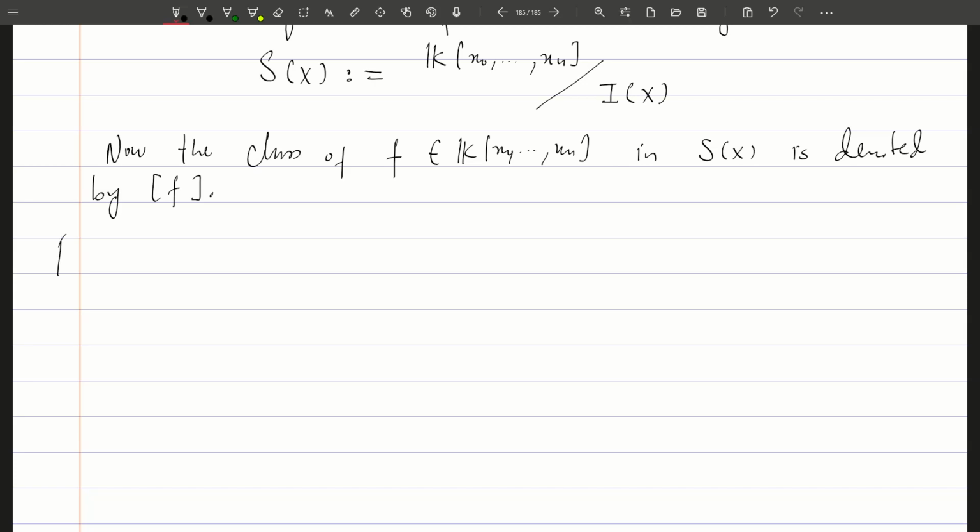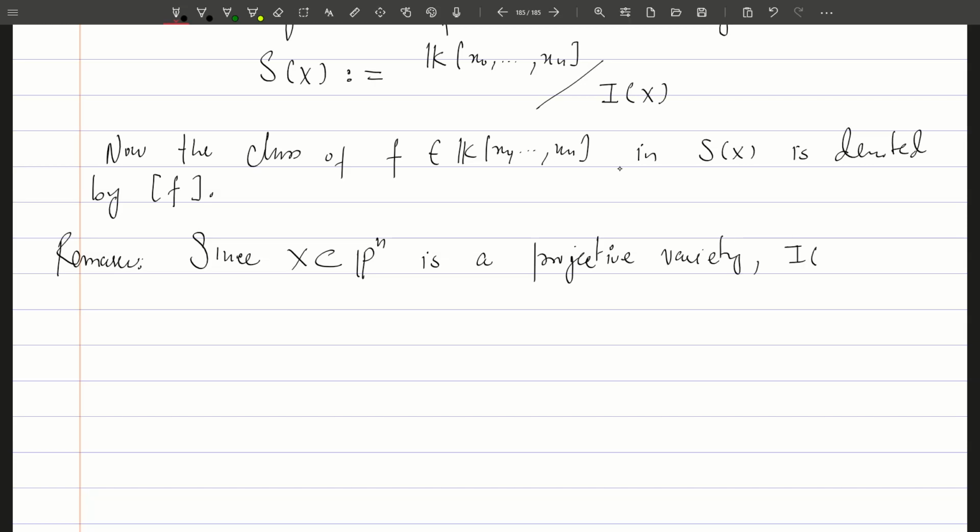So let us make this a remark. Since X, which is a projective algebraic set, is a projective variety, which means it is irreducible, the homogeneous ideal of X is a prime ideal, and hence the coordinate ring of X is actually an integral domain.